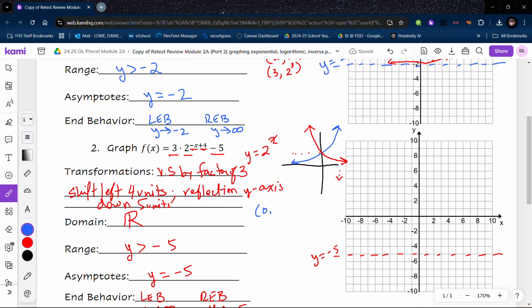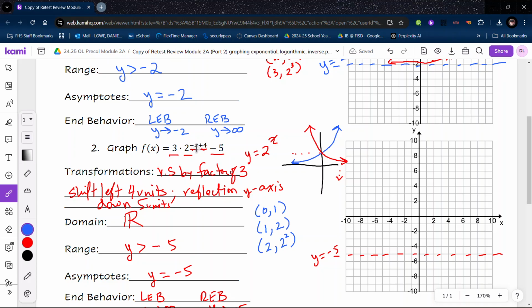So I know the point (0, 1) is one of my points. I know 1 times the base is another point. I know 2 times the base squared is another point, and I can think about what's happening to each of those points and what's happening with the reflections. But of course, I could also just put numbers in for x and figure out what I'm going to have.